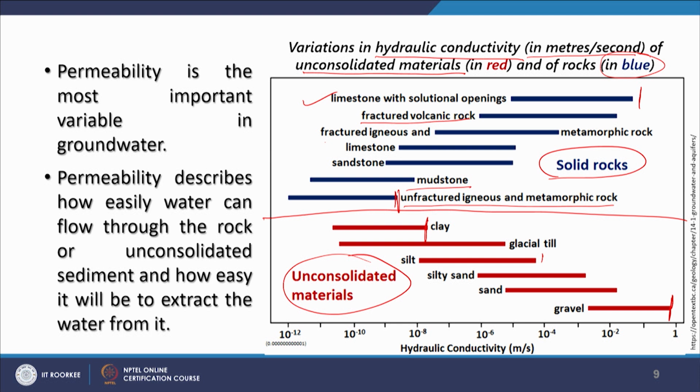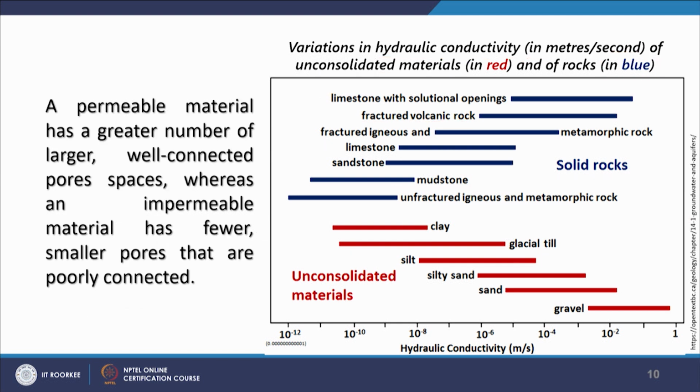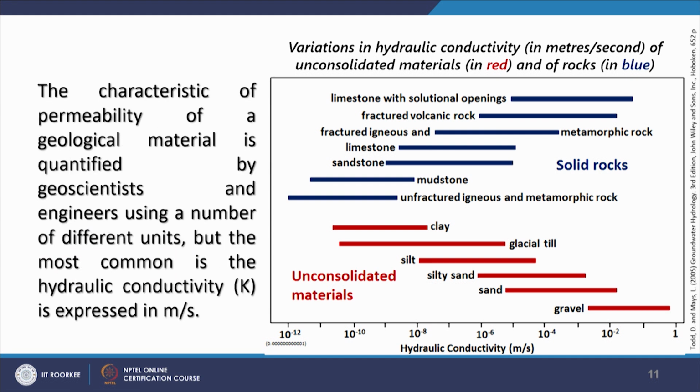Storage is one thing; whether the flow is allowed and whether we can withdraw water from this storage is our important consideration here. Now, the materials which have good permeability, we call permeable material; it has a greater number of larger, well connected pore spaces, whereas impermeable material has fewer, smaller pores that are poorly connected. So for confined aquifer conditions we need both types of materials, one highly permeable and another impermeable, which will make our confined aquifers.